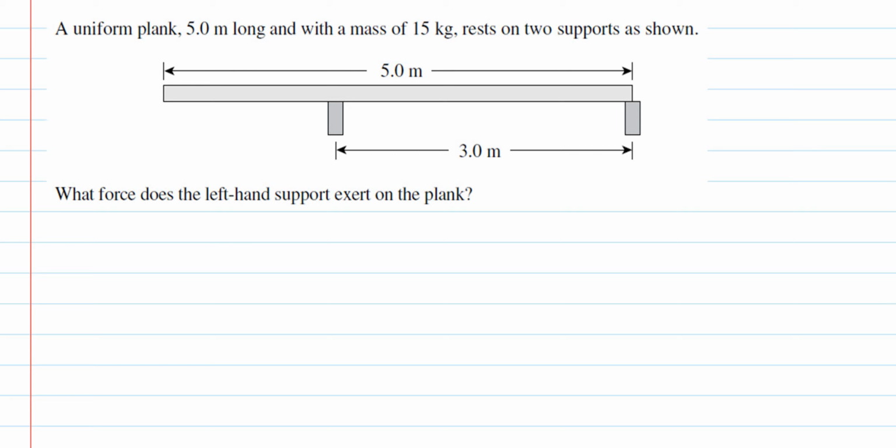Here are a few more of these equilibrium problems, and for this next problem we have a 5-meter long uniform plank that has a mass of 15 kilograms. So this plank right here has a length of 5 meters and the mass is 15 kilograms. And there are two supports as shown in the diagram. So here's the first support and here's the second support.